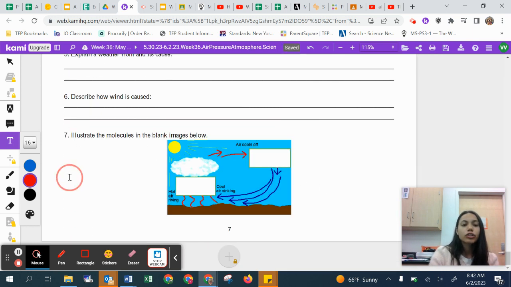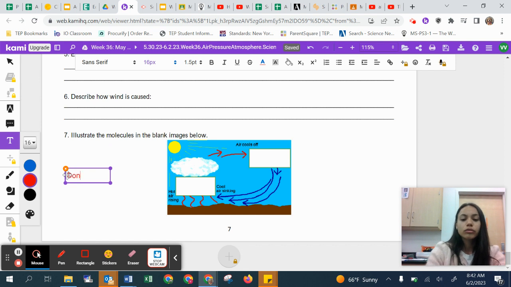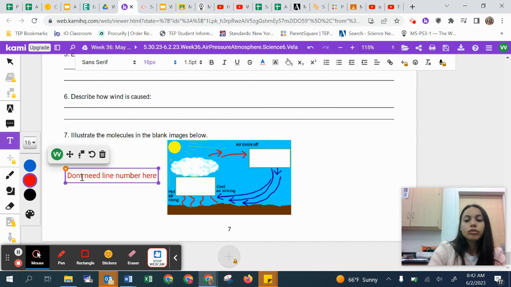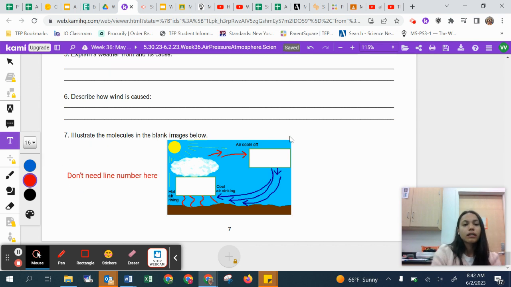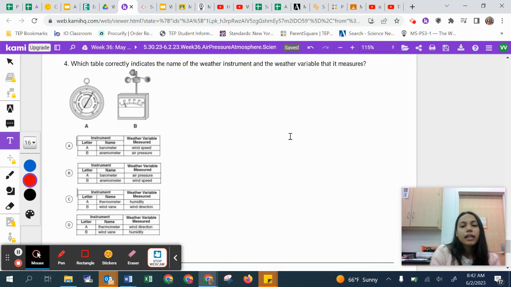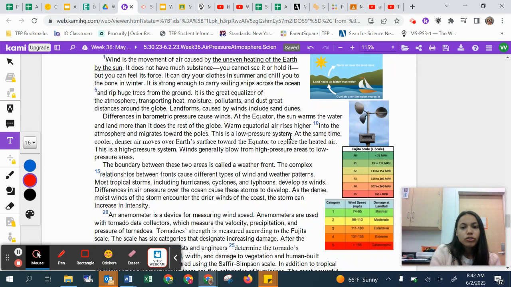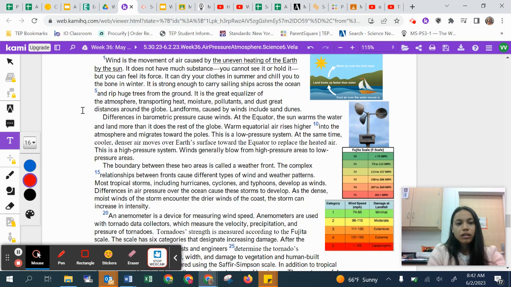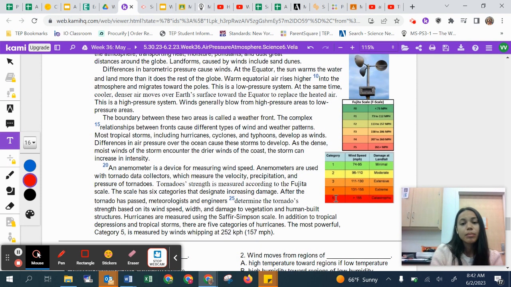For the illustration, you don't need a line number here. But you do have to use your prior knowledge of that, okay? Other than that, everything else needs a line number. So just read. I gave you some space here so you can annotate. I gave you pictures on the other side. You can also annotate the pictures.